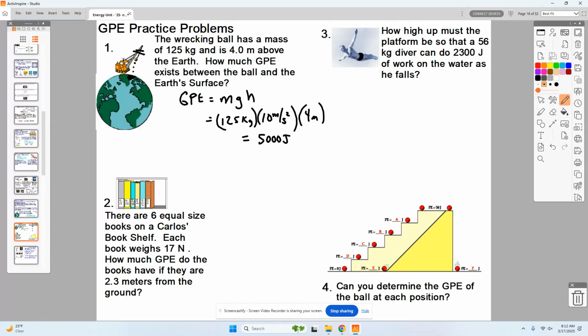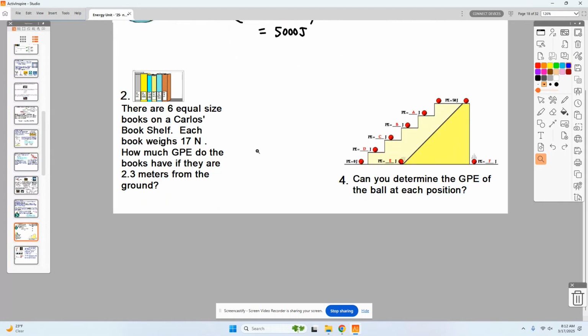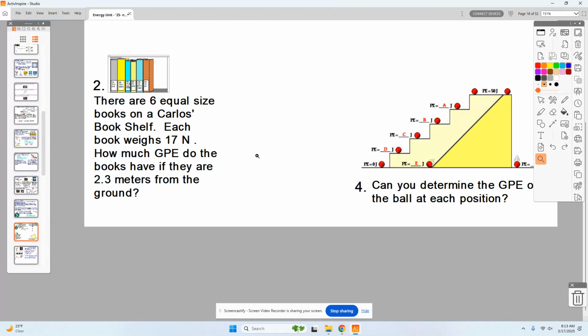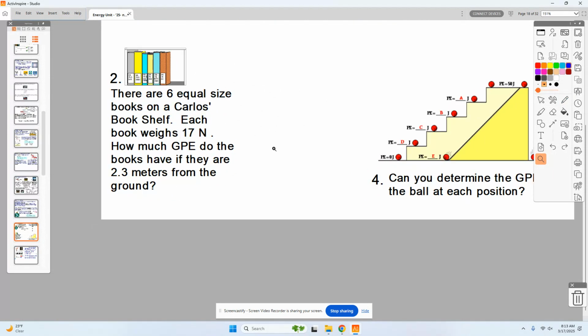I want you to try Carlos's 6 books on his bookshelf. Each weighs 17 newtons, and they're 2.3 meters from the ground. I'd like you to try to calculate for me how much GPE those books have relative to the ground. Okay, give that a go, see if you can do it.